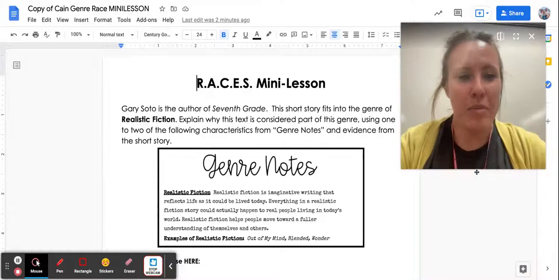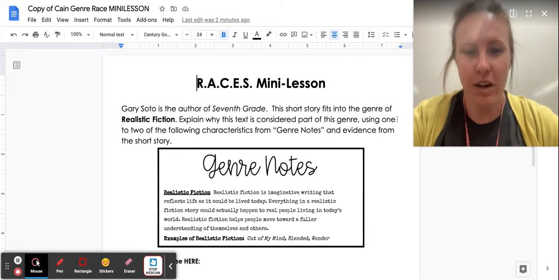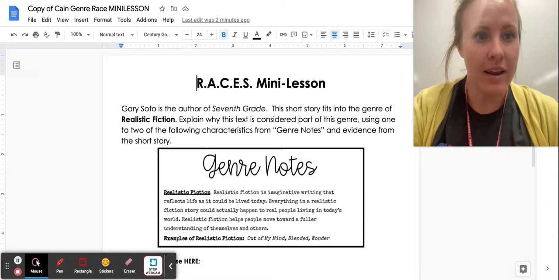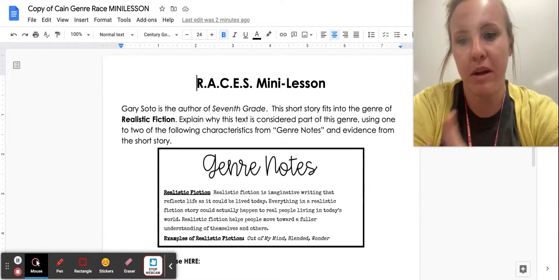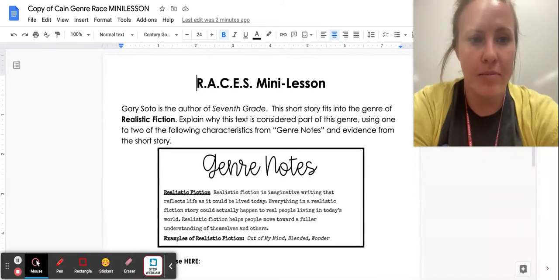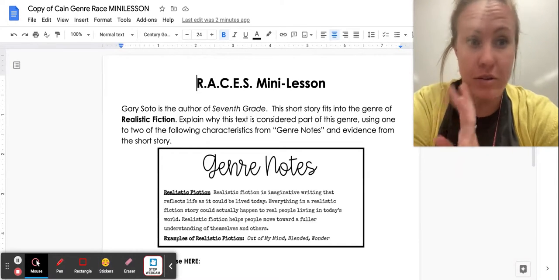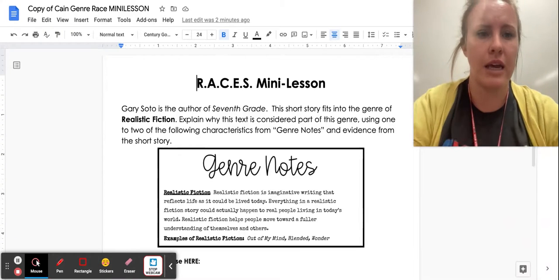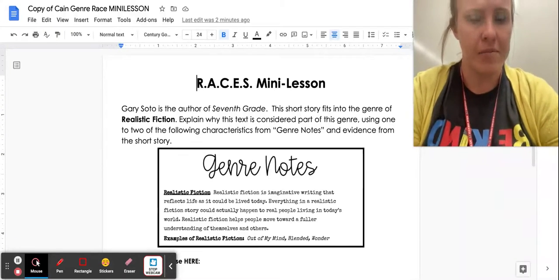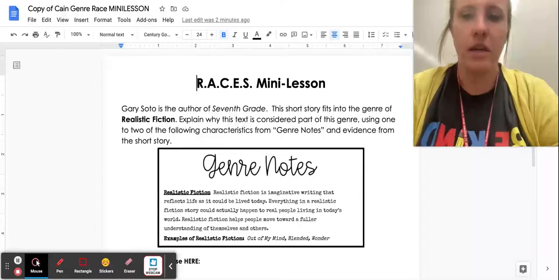Hi there. We are going to talk about RACES format, and you are going to use this all year as you respond to short pieces of text. You'll use it in high school too, just because it's a great way to format your responses, and it is a great way to get textual evidence in your responses.